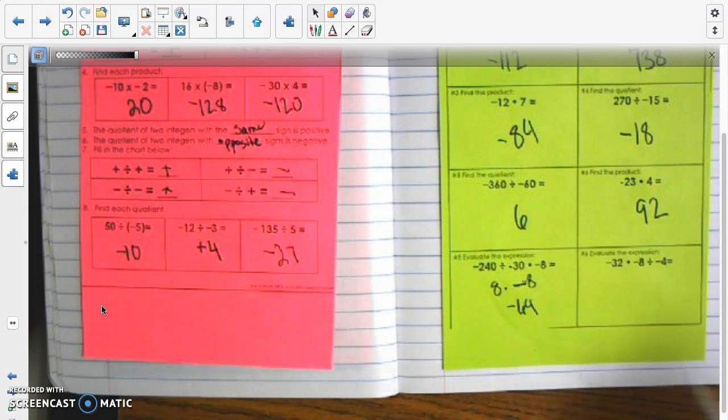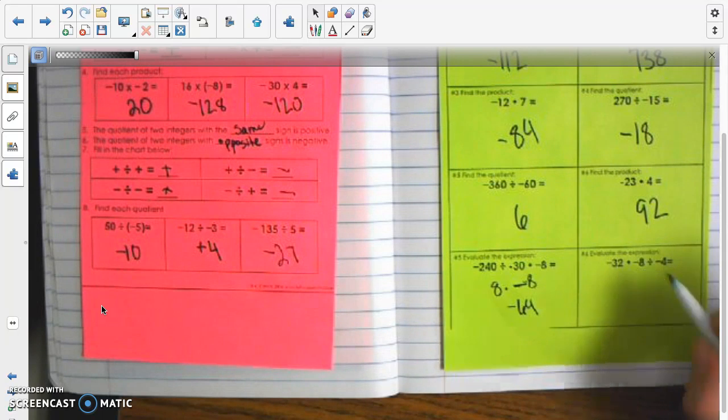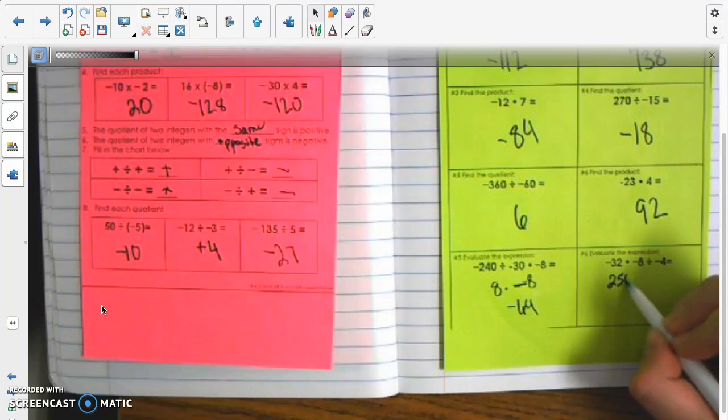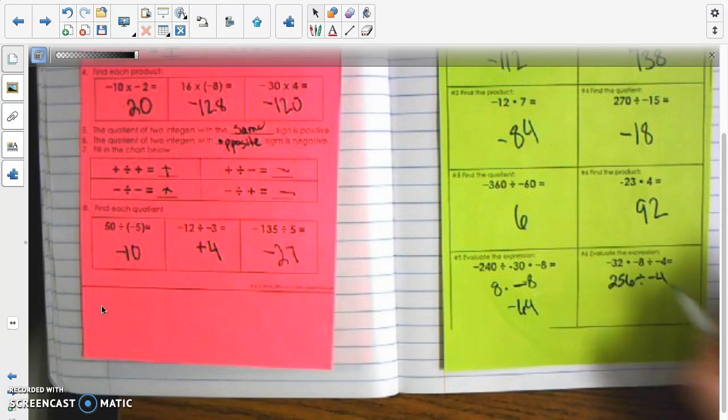Next one, we want to multiply first. So negative 32 times negative 8 would be 256 divided by negative 4, and we're going to have negative 64.